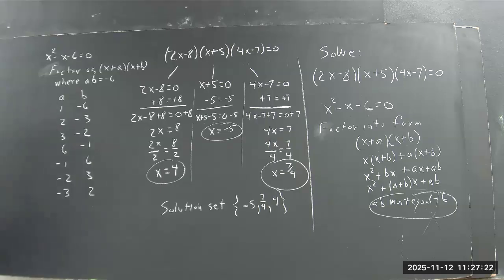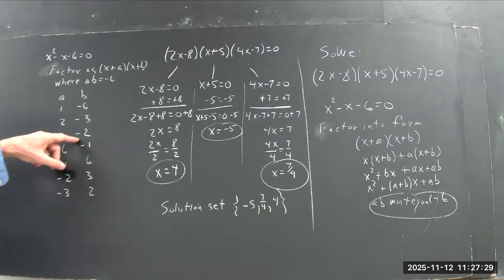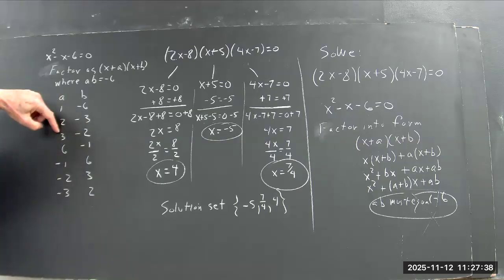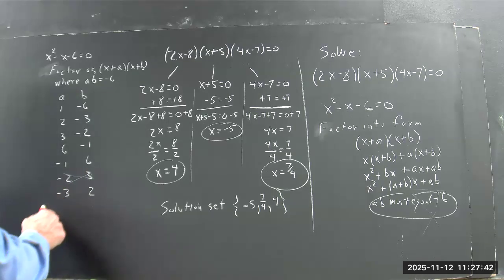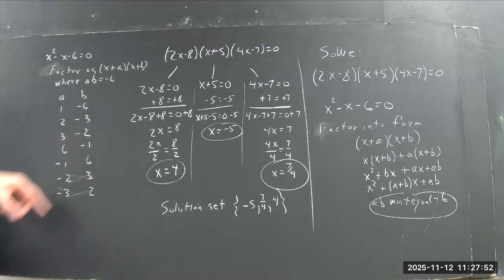However, negative 2 and 3 already exist here. It doesn't matter which one is negative 2 and which one is 3. Since we have b equal negative 2 here, a equals 3 here, we don't really need to worry about this. And we have a 3 and a negative 2 here. It's the same as having a negative 3 and a 2, so we don't worry about that. We also have a 6 and a negative 1, so we don't need this.